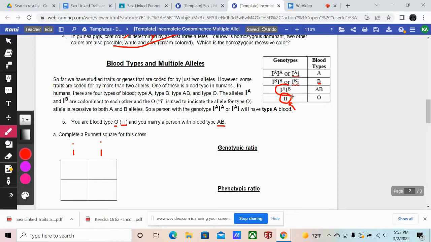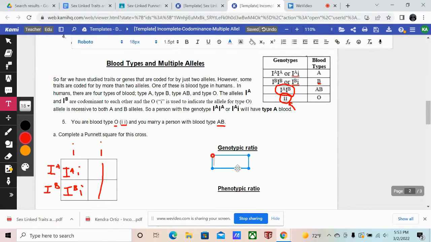Here's the genotype for AB, big I A, big I B. So this one can either give their type A allele to their kids, or their type B allele to their kids. All right, since these are both little i's, I don't need them both. I can scratch that one out. This one is going to be big I A and a little i. This one's going to be big I B and a little i.